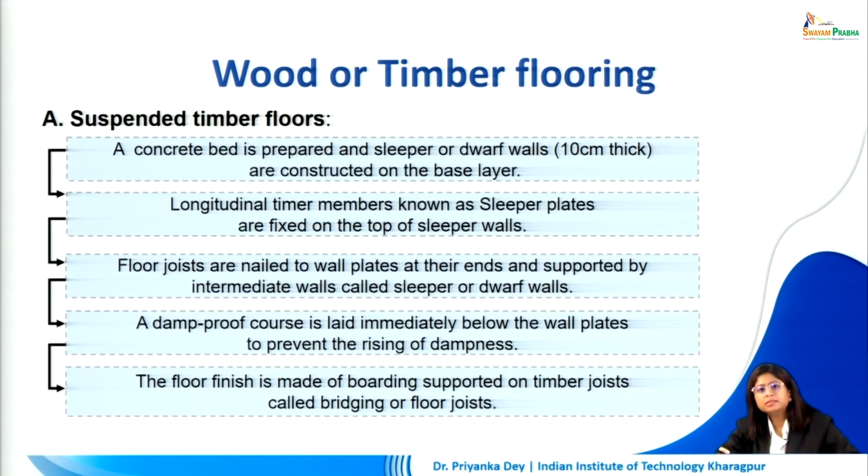How do we create these? A concrete bed is prepared and sleeper or dwarf walls are constructed on the base layer. Longitudinal timber members known as wall plates are fixed on the top of the sleeper walls. Floor joists are nailed to the wall plates at their ends and supported by intermediate walls called dwarf walls. DPC course has to be immediately laid to ensure that dampness does not rise, and then the floor finish is made up of boarding, which is supported on timber joists called bridging or floor joist.